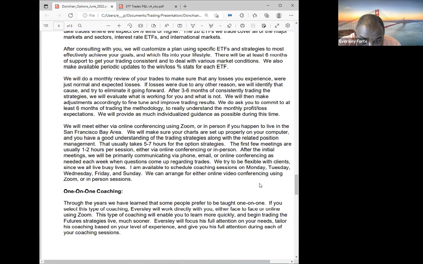A question: what's a good amount to have in your brokerage account to trade options successfully? For these particular strategies, $20,000 to $25,000 would be the low end to be comfortable. Could you do it with 15? Sure, in a limited way, but 20 to 25 to be comfortable.